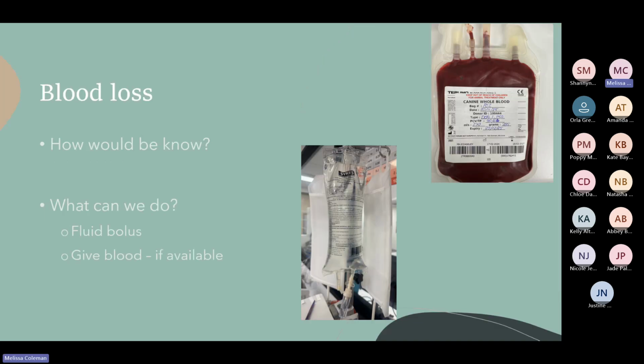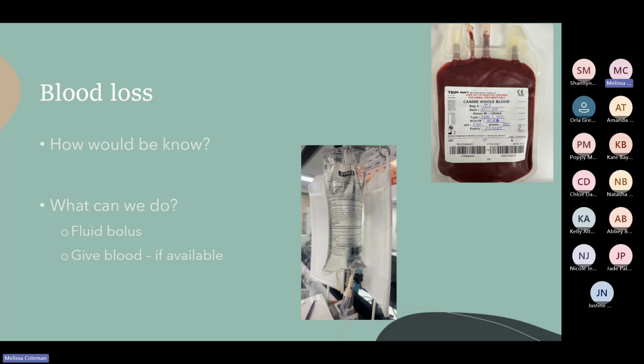So blood loss. Does anyone know how we would know our patient has lost a lot of blood? Yeah, gum colour. Anything else? Yeah, more like in surgery. Yeah, blood pressure, yeah. And generally they go quite tachycardic. So if they're in a true hypovolemic state, we would probably be able to see the amount of blood loss. There'll be some over the floor, some on the table, swabs, suction if you have that, and they will go tachycardic.